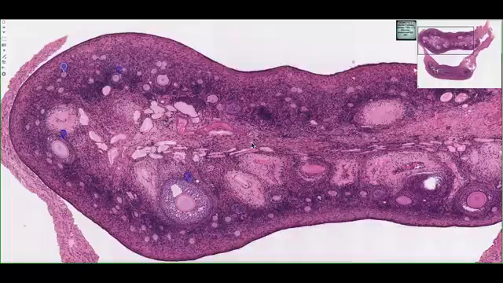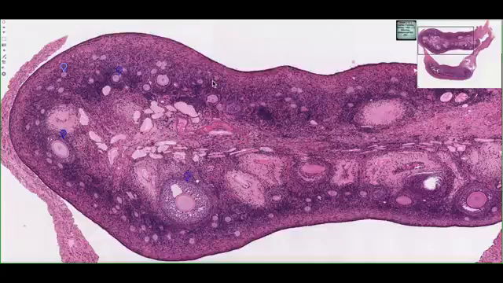This is a tissue section of an ovary, and similar to other organs, it can be divided into a cortex and a medulla. In the cortex, this is where we're going to see the ovarian follicles in various stages of development. Inside the medulla, this is where we're going to see contributions from the ovarian artery and the ovarian vein.